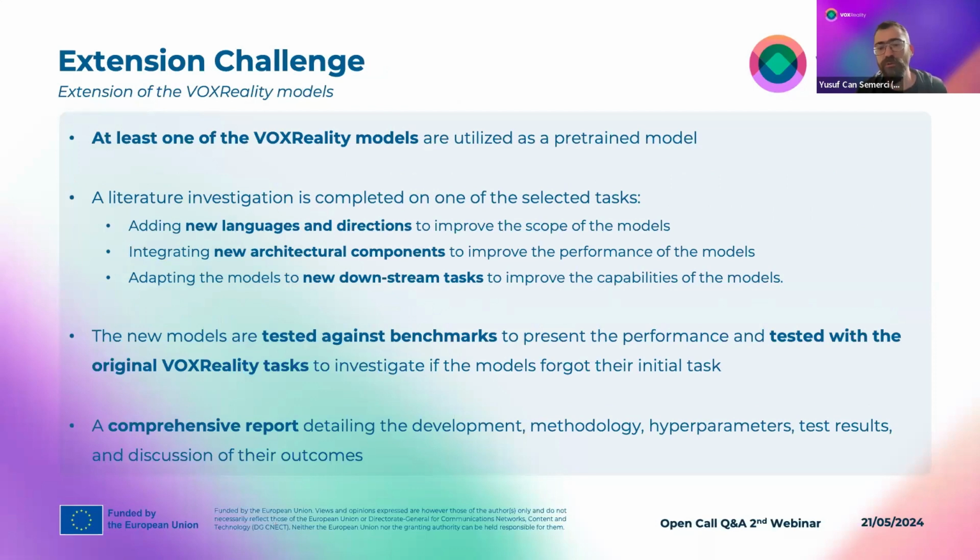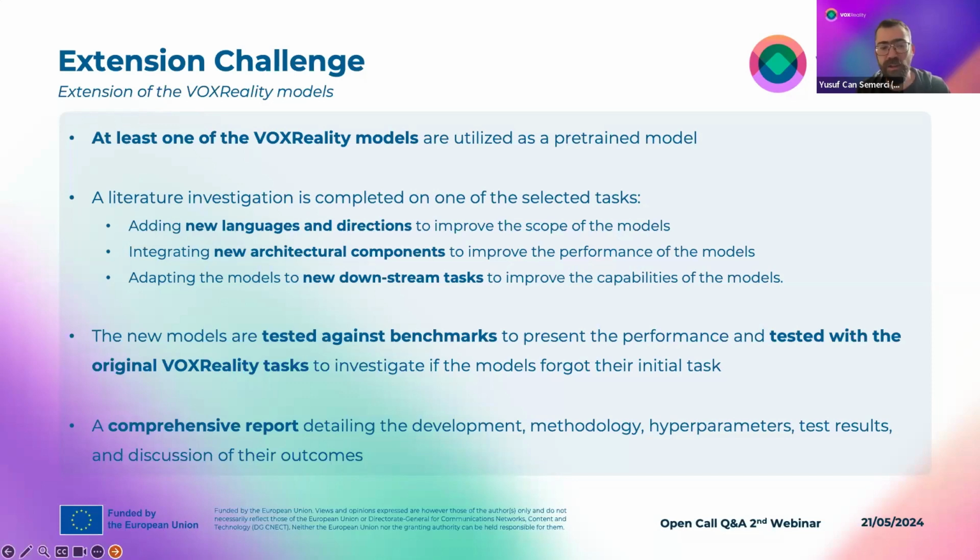Here we are looking for an extension of at least one of our models. We would like you to use the models as a pre-trained model and to integrate one of these 3 enhancements that we provide here. You can also do more than one. The first is adding a new language or a new direction to improve the scope of the model. Currently we are providing 6 languages, so we would like to see new languages added.